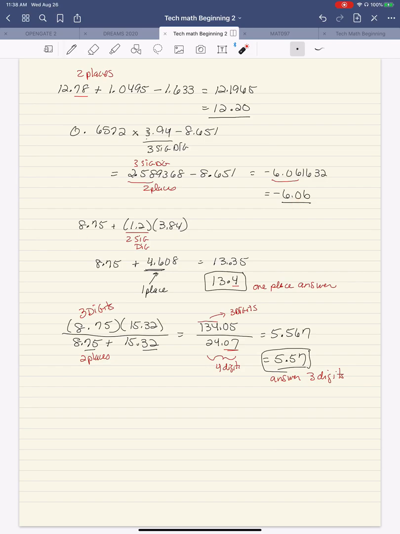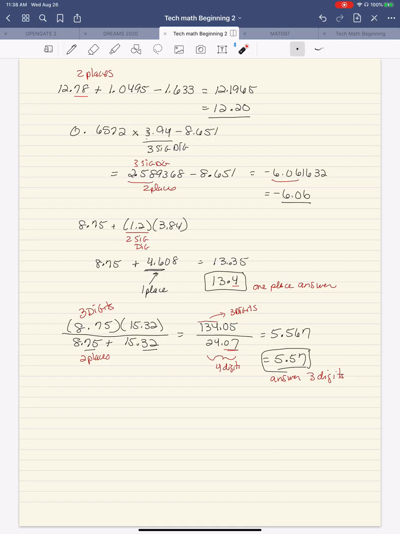The next one, 8.75 plus 1.2 times 3.84. First is multiplication. This has 2 significant digits. So after I'm multiplying, I'm going to get 2 significant digits. So when I multiply those, it's 4.608. So it's just 4.6. Again, this is 1 place because I'm now adding. This is 2 places. My final answer will only be 1 place. So 8.75 plus 4.6 is 13.35. 1 place means I change this to a 4 because that's a 5, so it's 13.4.